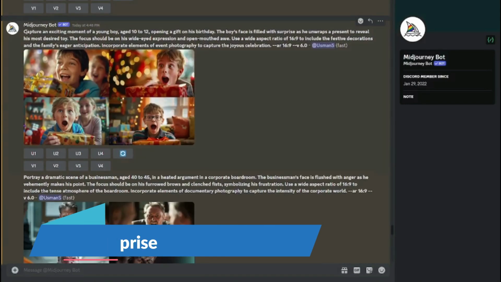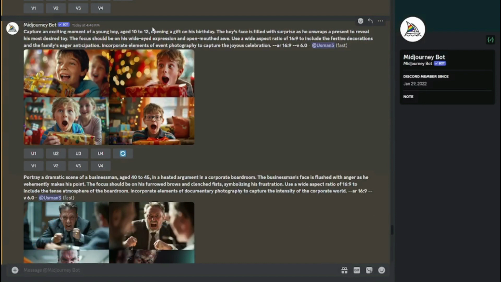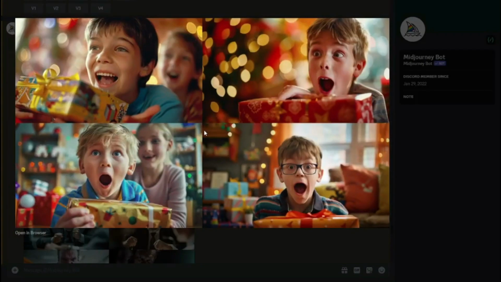I typed in a prompt: capture an exciting moment of a young boy aged 10 to 12 opening a gift on his birthday. The boy's face is filled with surprise as he unwraps a present to reveal the most desired toy. And take a look at the detail. His mouth is wide open. He's surprised, he's happy, he's surprised but in a good way, yeah? It is a good surprise for him because he's celebrating his birthday. These images look to the point, right? Midjourney didn't mess up the surprise emotion, a good surprise emotion.